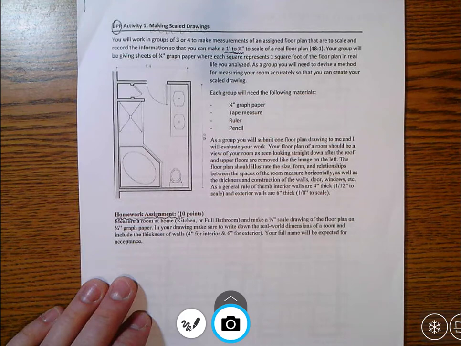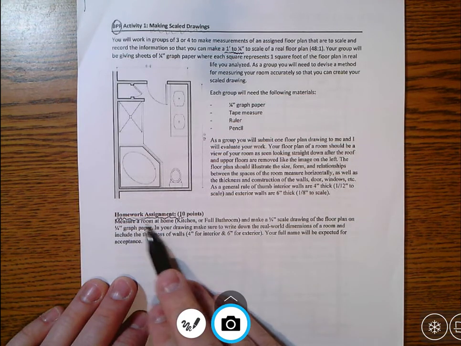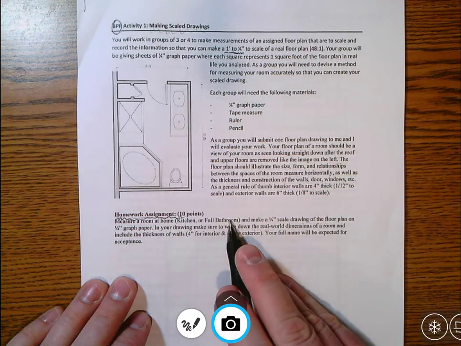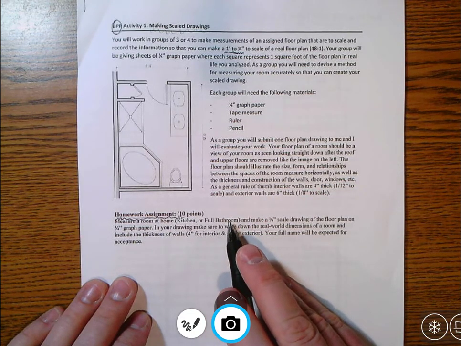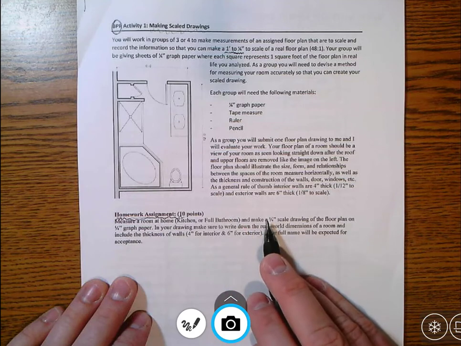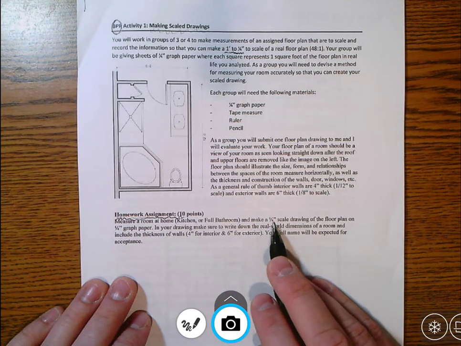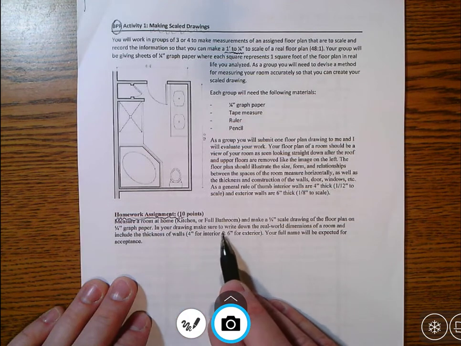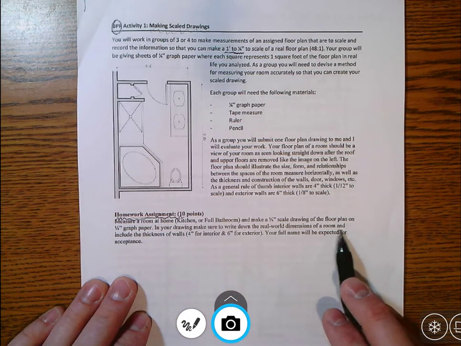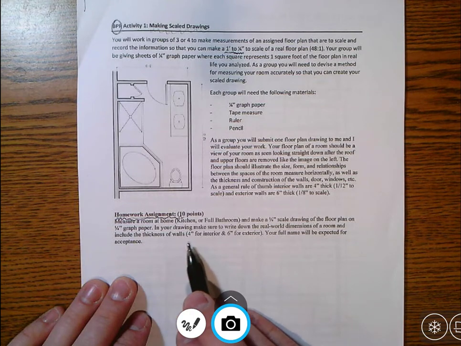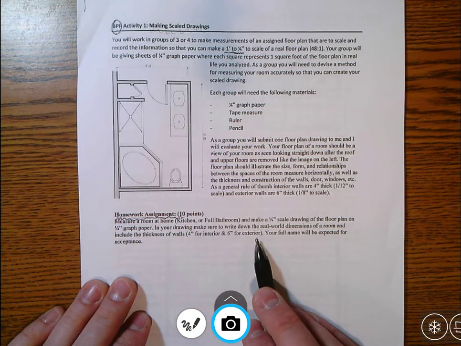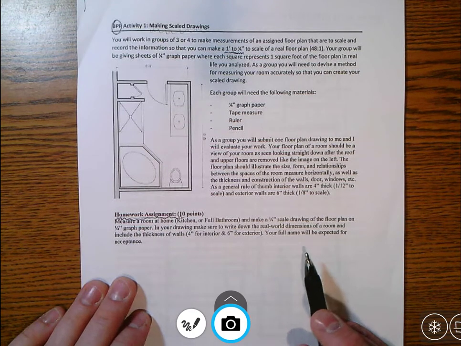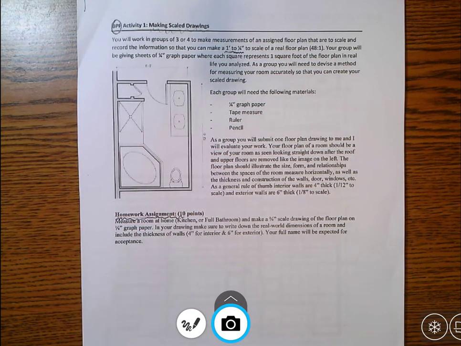What you will do for the homework assignment is that you'll measure a room at home. It needs to be a kitchen or a full bathroom. All right, so it needs to be a room that's actually got some different things in it. And then you will make a 1/4-inch scale drawing of the floor plan on 1/4-inch graph paper. In your drawing, make sure to write down real-world dimensions of the room and include the thickness of walls. So 4 inches for interior, 6 inches for exterior, and then you'll need to write your full name on it for acceptance.